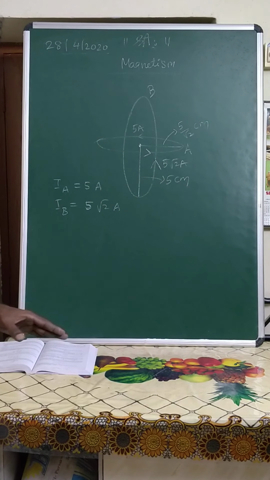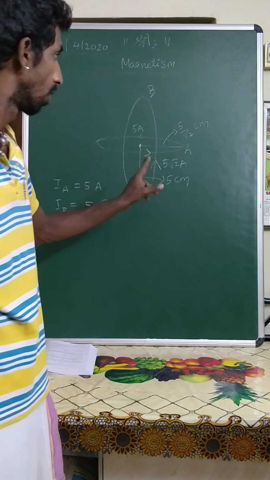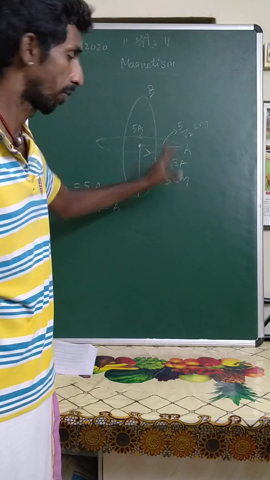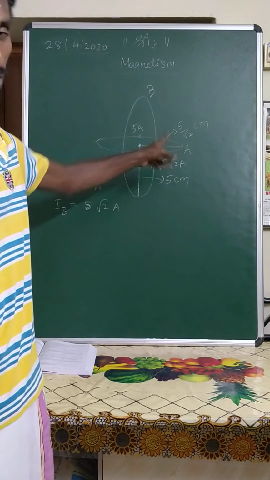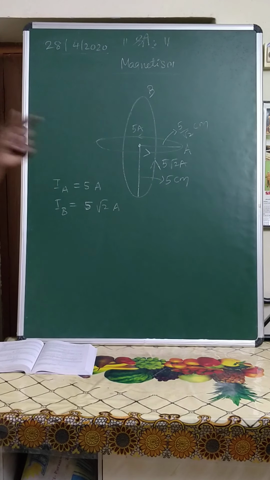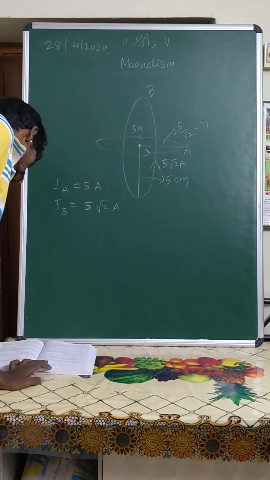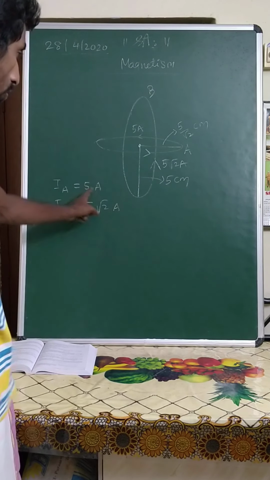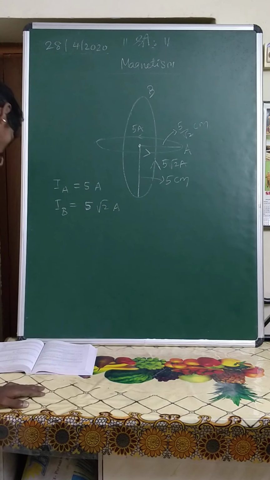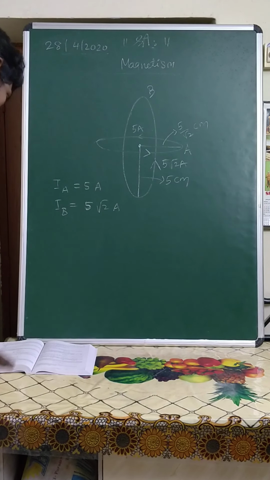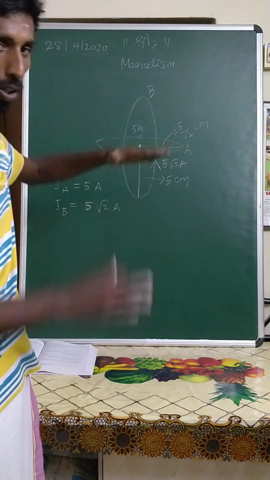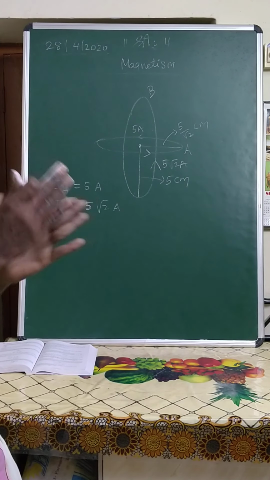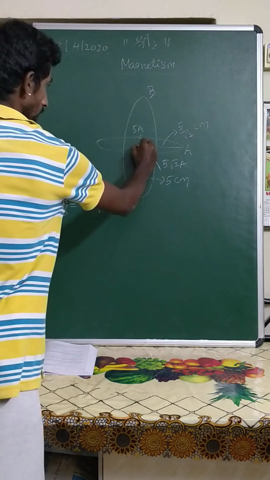Two circular coils A and B, of radius 5 by root 2 centimeter and 5 centimeter respectively, that is, coil A radius is 5 by root 2 centimeter, coil B radius is 5 centimeter, carry a current of 5 ampere and 5 root 2 ampere respectively. The plane of B is perpendicular to the plane of A. Both the planes are perpendicular, but they have common centers.